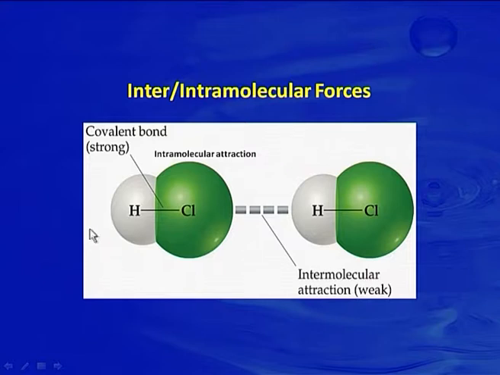Here we see in the picture two molecules of HCl. The bonding between H and Cl is a covalent bond, that is intramolecular attraction, within the molecule of HCl. The attraction between two molecules of HCl is known as intermolecular attraction, and that is a weak attraction.